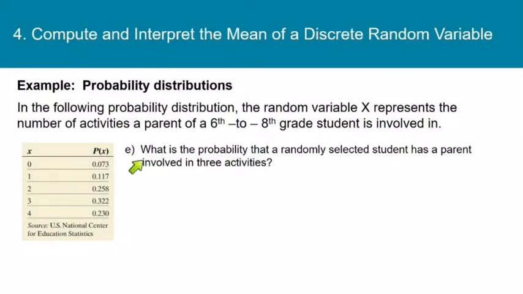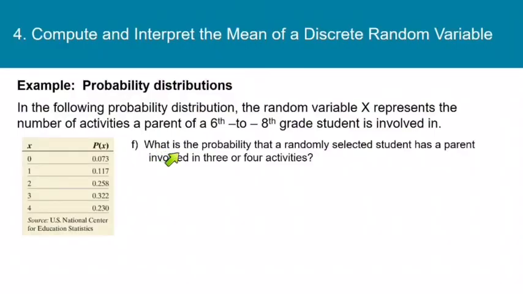And now part E, same probability distribution. What's the probability that a randomly selected student has a parent involved in 3 activities? Okay, well we can see here that for 3 activities the probability is 0.322. So we can say the probability that the random variable equals 3 is 0.322.